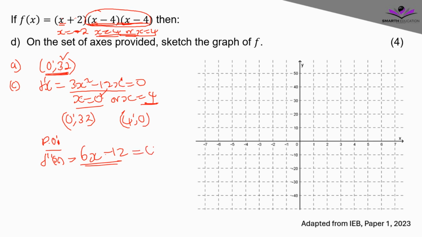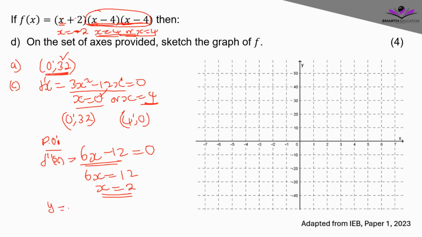And then we equate this to 0 to find the x coordinate of the point of inflection. So 6x is equal to 12, and then x is equal to 2. It means the point of inflection is at x is equal to 2. And then what do we do? Where there's x, we put 2 to find the y coordinate.